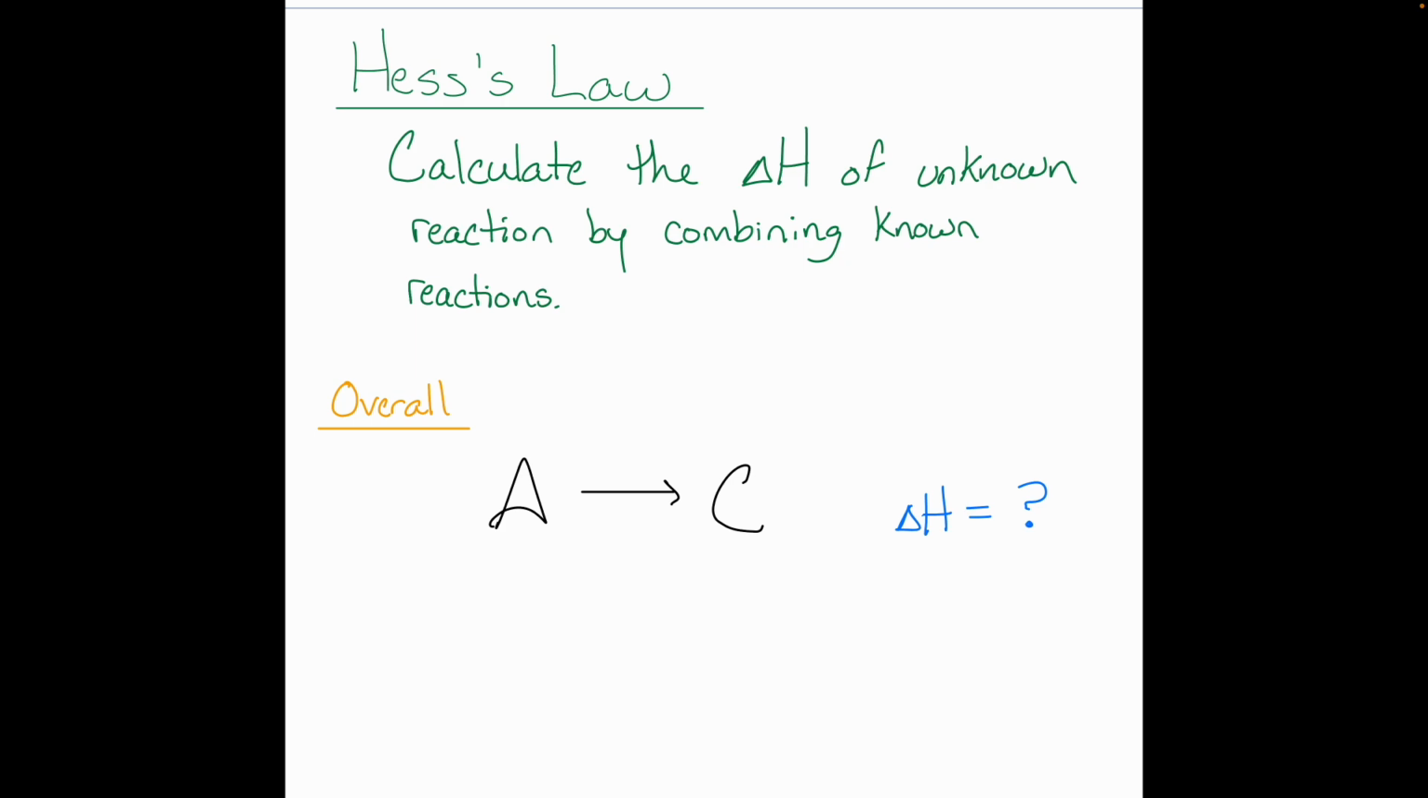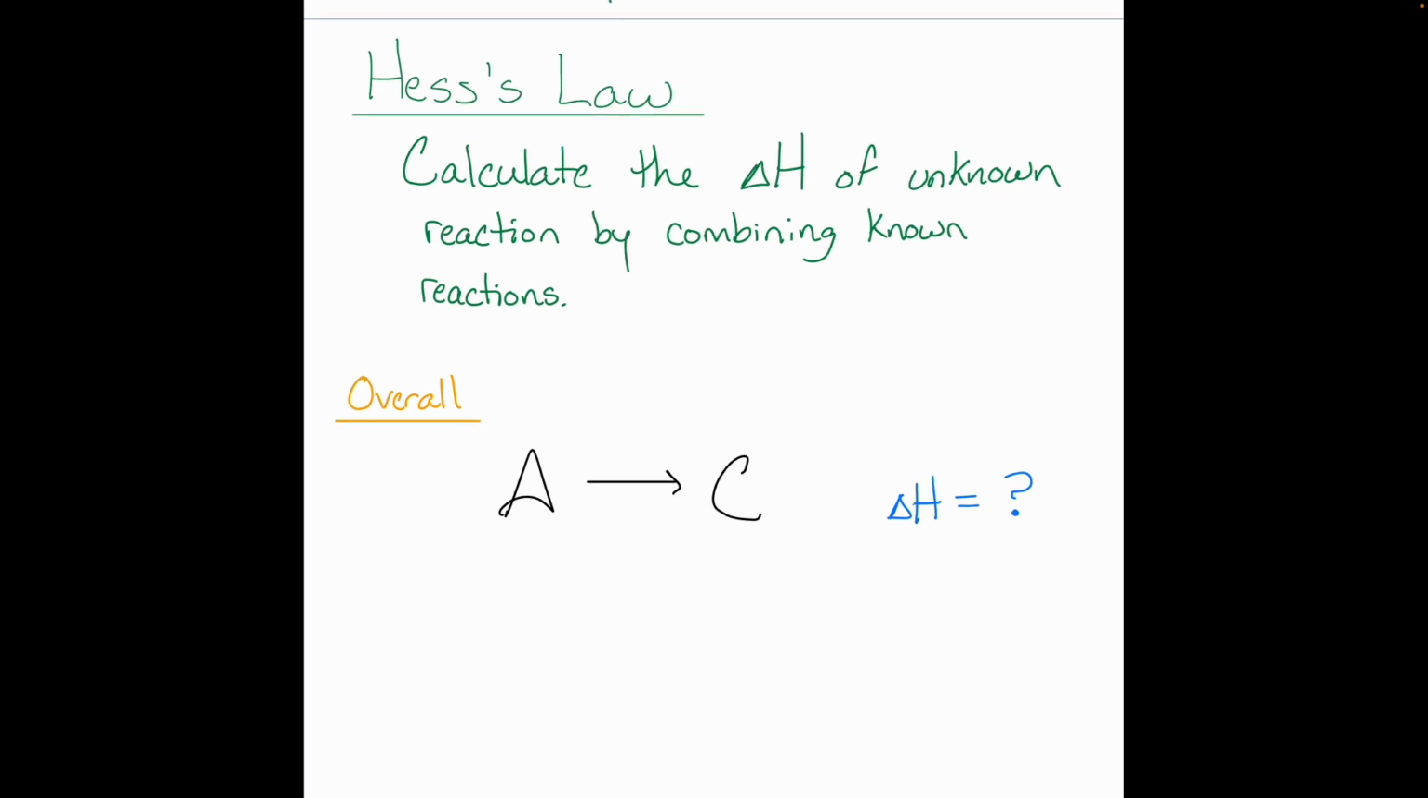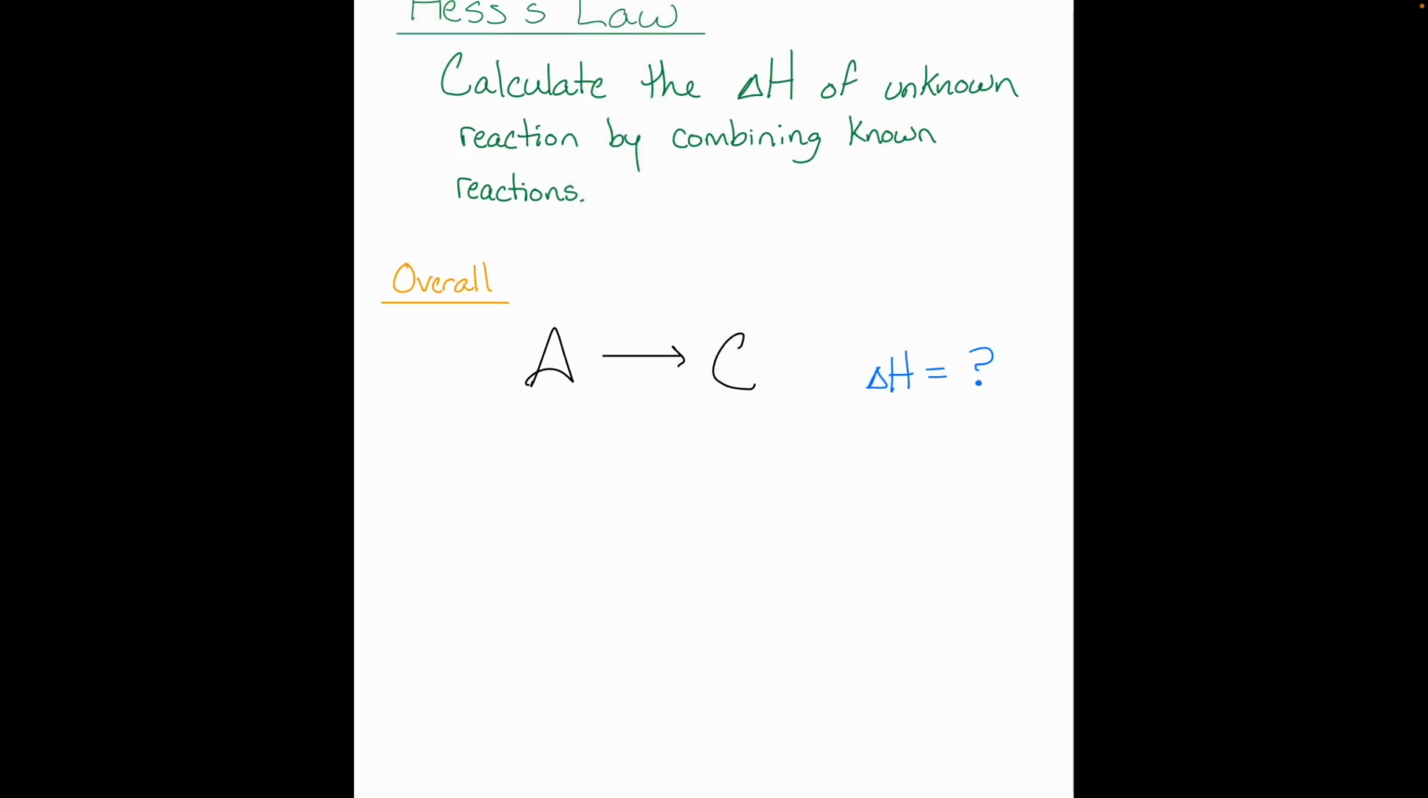All right. So what I do know is that I've studied another reaction where A decomposes into 2 of some other compound, B. All right, I know the delta H of this equation here. I've studied it. All right, we're going to call this delta H1, which is -6 kilojoules per mole.